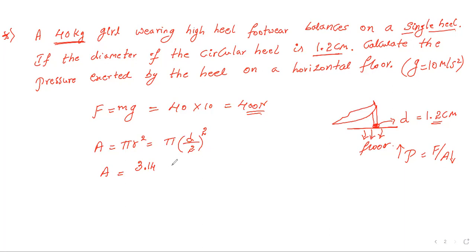Pi value is 3.14 and the d value, see, diameter 1.2 centimeters. So it is 1.2 into 10 power minus 2 whole divided by 2, to the square. So after solving this, see what do you get? Just check it. 1.2 divided by 2, how much do you get? You get 0.6. 0.6 into 10 power minus 2 whole square.